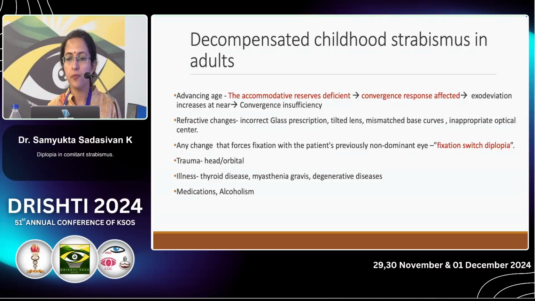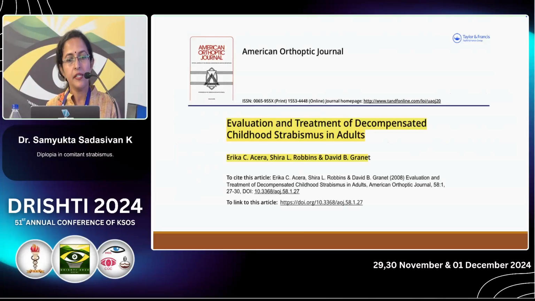His convergence response is affected. Refractive changes can also be a cause. Any change that forces fixation with the patient's previously non-dominant eye. So this condition has been named as fixation switch diplopia. Other causes are trauma, illnesses, or medications and alcoholism. This is an interesting article which we found in the American Orthoptic Journal, where they have told in detail about decompensated childhood strabismus manifesting in adulthood.